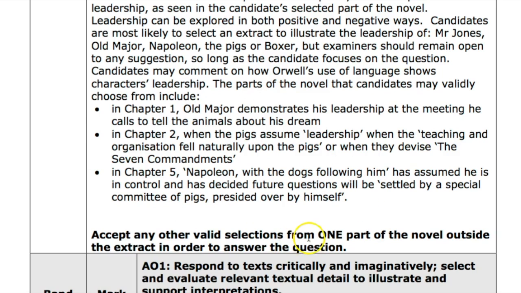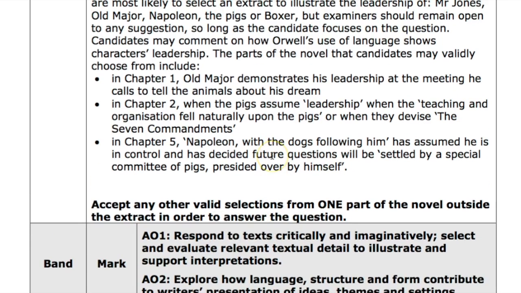Any of these are fine, but again, look at this. One part of the novel. Please, please, please don't try and answer from the whole novel, because you'll be completely overwhelmed and you won't have enough time to answer it. And you also won't give enough detail on what you're supposed to be talking about here.